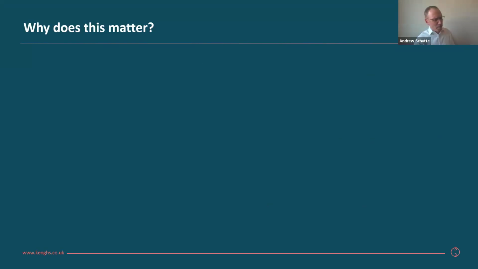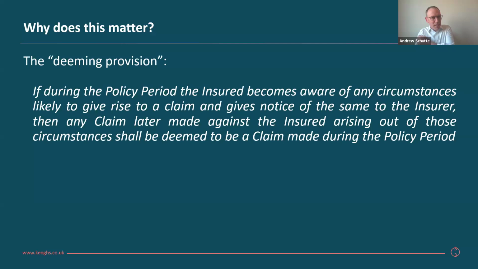Wow, you spent a lot of time talking about circumstances. Why does it matter? Well, it matters because claims made cover is like a sort of machine with various interlocking bits. And one important component is what's sometimes called the deeming provision. These words on the screen. I know that there's 4 lines of it, but it's worth reading. Other variants are available, but this is reasonably standard.